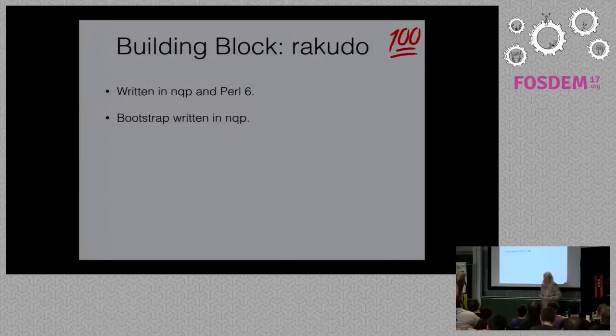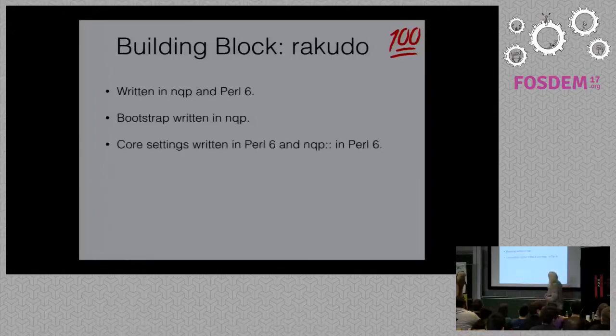The bootstrap is written in NQP. So Perl 6 has all these high-level types like Bool and Attribute and Parameter and Subroutine and all that. These need to be created, and actually these need to be bootstrapped before you can actually write a grammar that parses your Perl 6 code. So that part is written in NQP. It's not nice because nothing really exists. It is really a bootstrap, but it works.